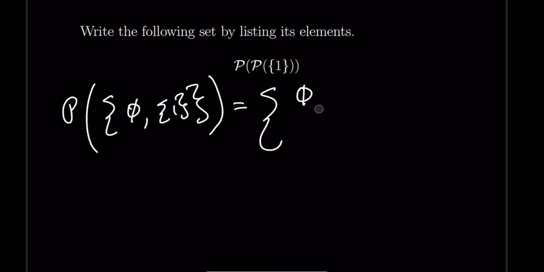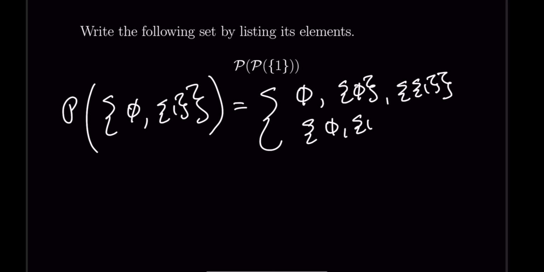So let's see. We'll have the empty set, that's always a subset. We'll have the set containing the empty set, that's a singleton. We'll have the set containing 1. And then finally, we'll have the set containing the empty set and the set containing 1. So that would be our power set of the singleton 1.